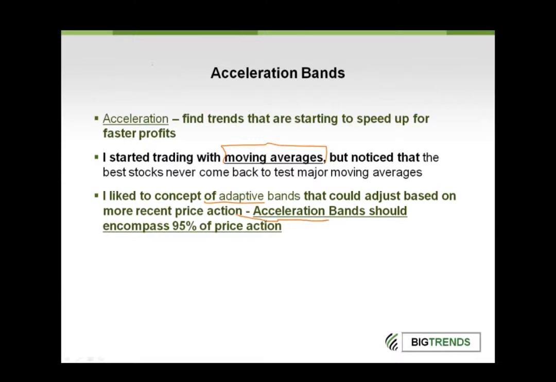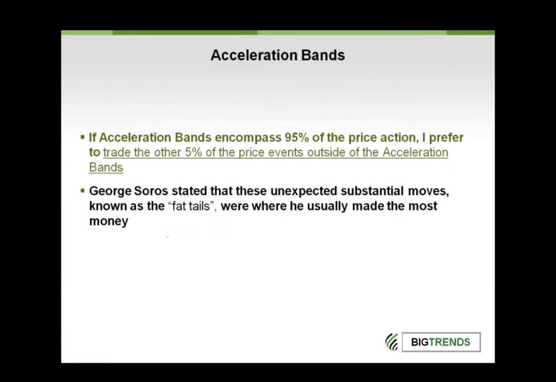Some said I should have called them Headley bands and named them after myself, but I was really trying to get across the idea to my Big Trends community when I launched Big Trends 16 years ago, to say, look, what are we after as traders? We're after acceleration. But like a Bollinger or standard deviation band, we want those bands usually to encompass the vast majority of the action. And if they encompass 95% of the action, which is fairly typical of your classic 2 deviation band in a Bollinger, for example, guess what I would rather trade?